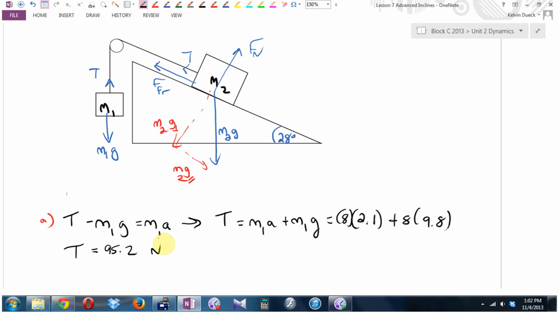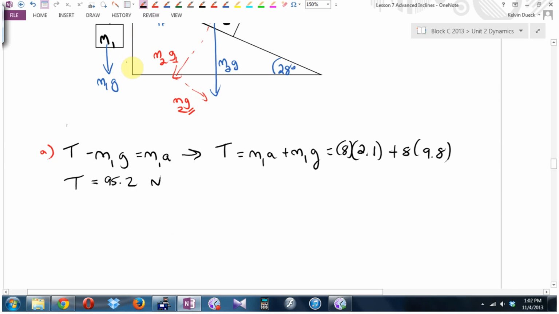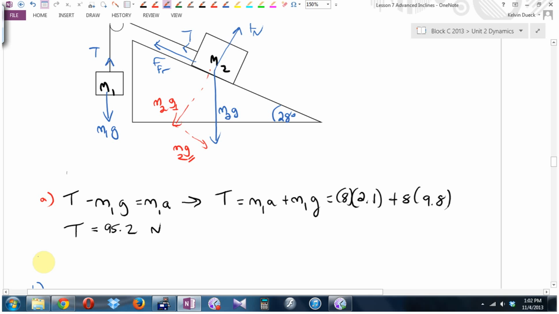Claire, what do you want me to find in part B? Let's write an equation for mass 2. And I think we'll be okay. I hope. Claire, is mass 2 moving up the hill or down the hill? So if it's moving down the hill, which force must be winning if it's accelerating down the hill? Which is the force that's pulling everything down the hill? It's got to be M2G parallel because that's the only one pointing down the hill.